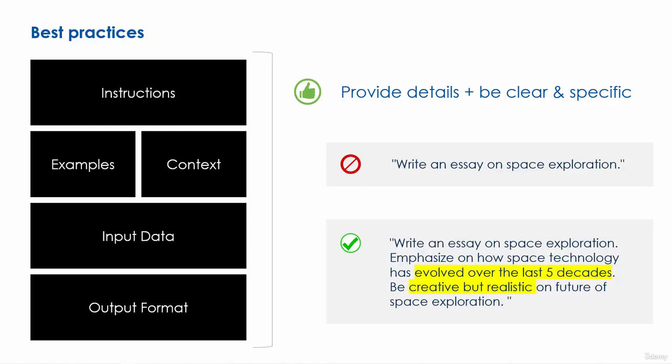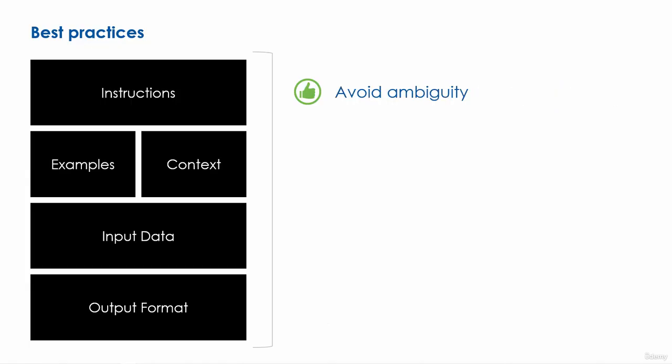This is an updated prompt in which we are asking the model to focus on how things have evolved over the last 5 decades. In addition, we are suggesting the model to be realistic in predicting the future of space exploration. Next practice suggests that you must avoid ambiguity in the prompt. Ambiguity in the prompt can confuse the model and lead to unexpected responses. Let me explain it with an example.